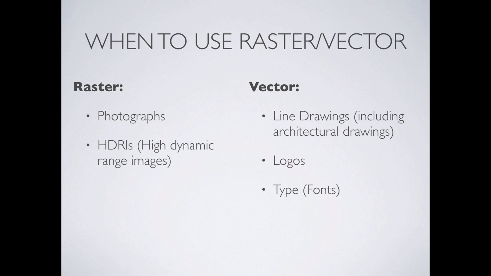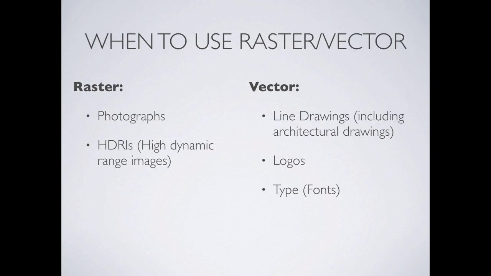So when do we use vector versus raster, etc.? On the raster side, anytime we're dealing with photographs, high dynamic range images, any of those constructs, we want to be on the raster side. We want to be doing things like Photoshop or similar applications. The vector side would be things like line drawings, architectural drawings, 3D modeling, logos, defining fonts.